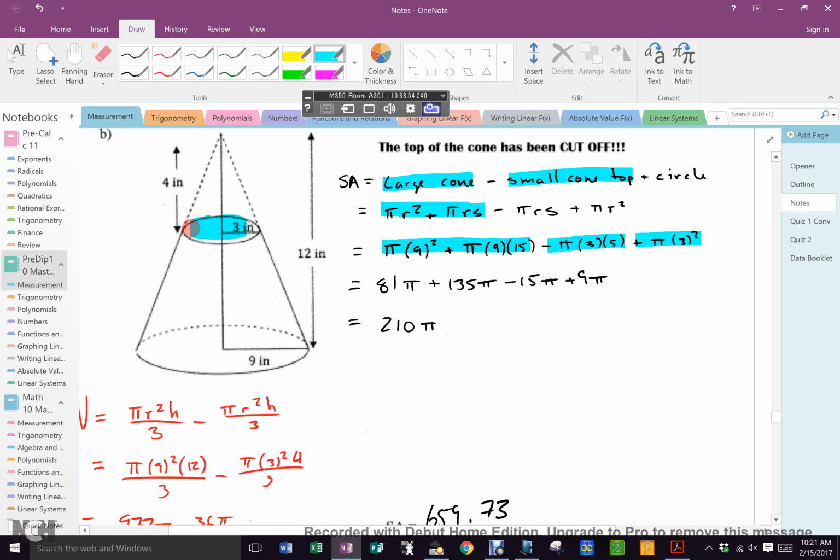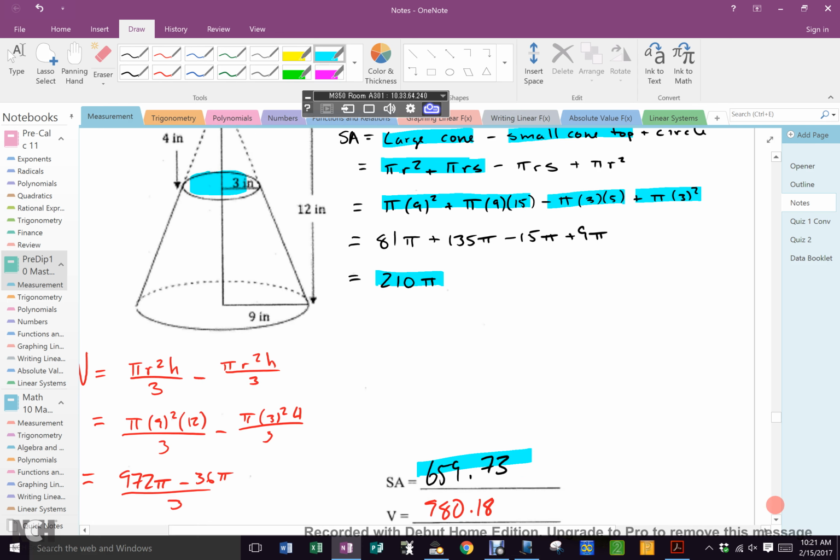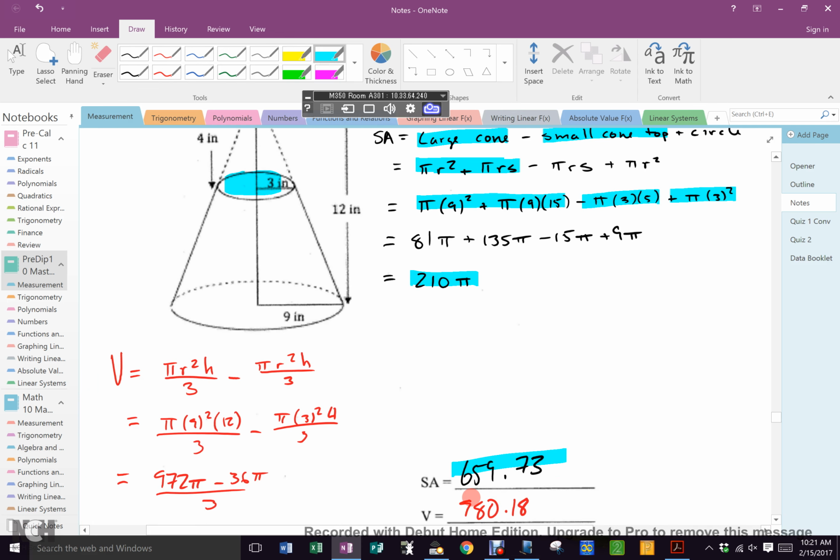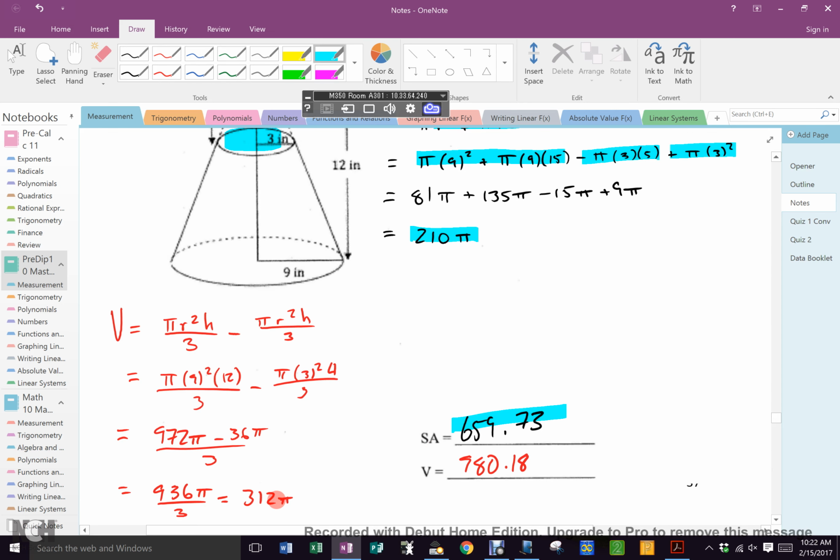Everybody understand? Again, it's not complicated math. You're just using the formulas. You just got to know what's happening. And the answer you end up with is 210 pi or 659.73. Volume, again, is easier. Large cone minus small cone. You just do the formula twice. Pi r squared h minus pi r squared h, all divided by 3, and you get 312 pi, which is right there. Any questions with that?